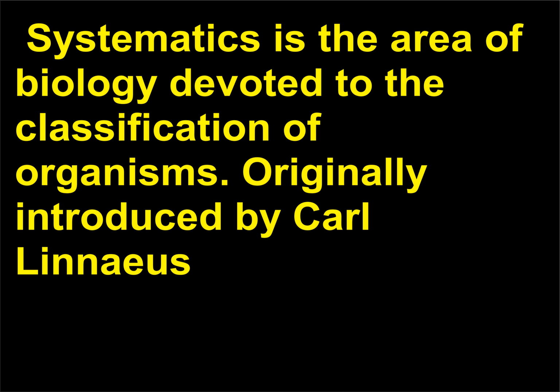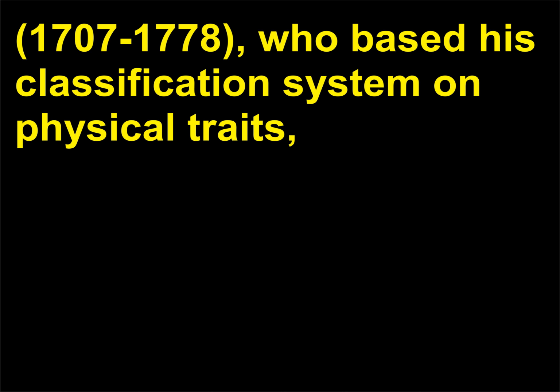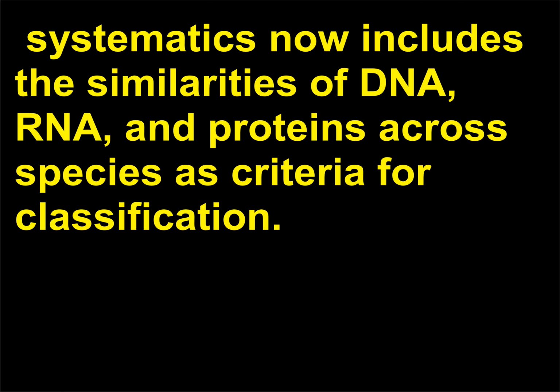Systematics is the area of biology devoted to the classification of organisms. Originally introduced by Carl Linnaeus, 1707 to 1778, who based his classification system on physical traits. Systematics now includes the similarities of DNA, RNA, and proteins across species as criteria for classification.